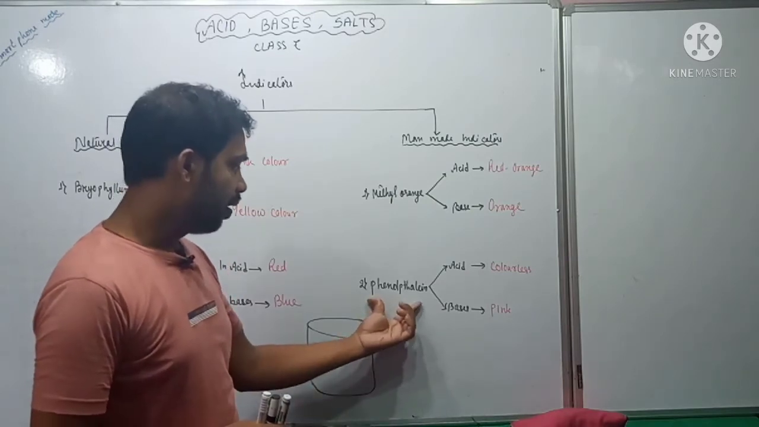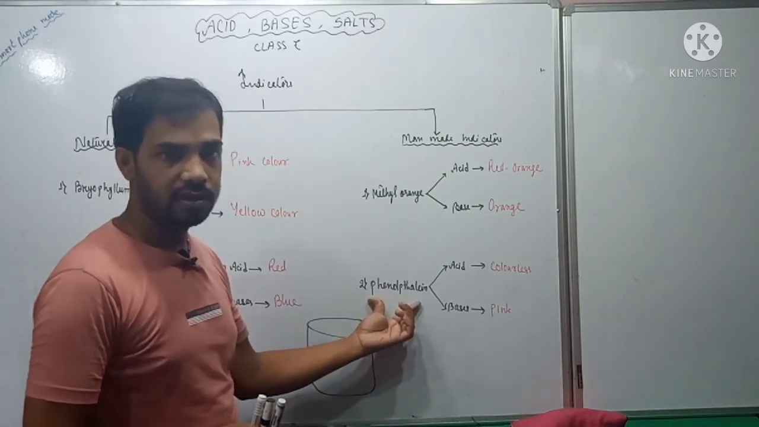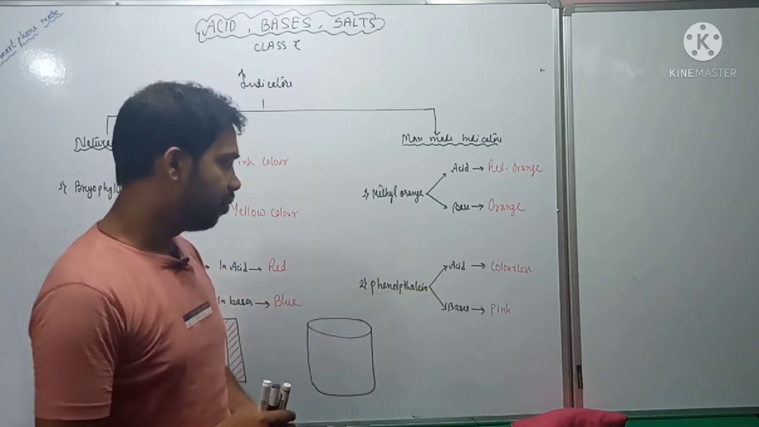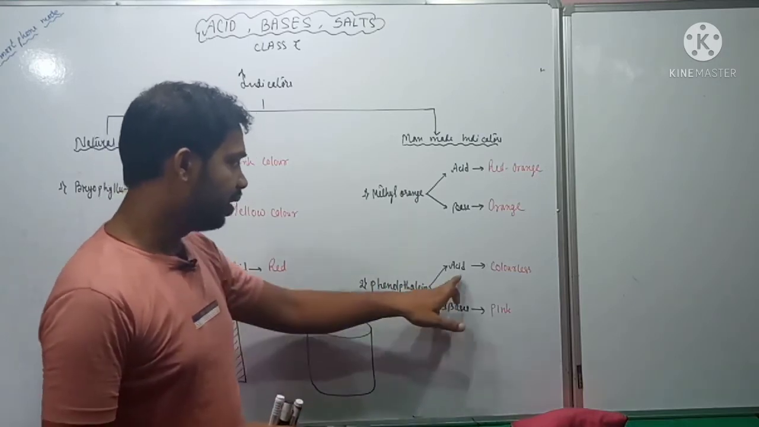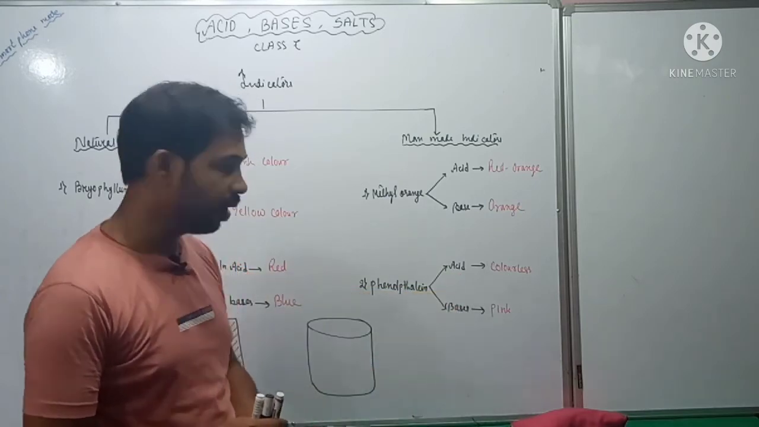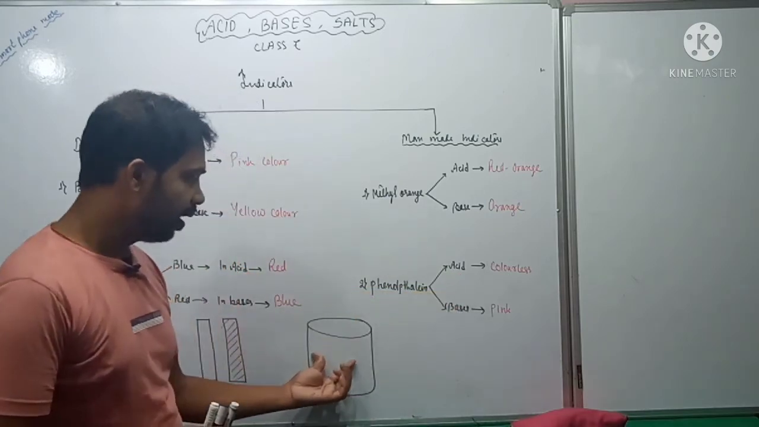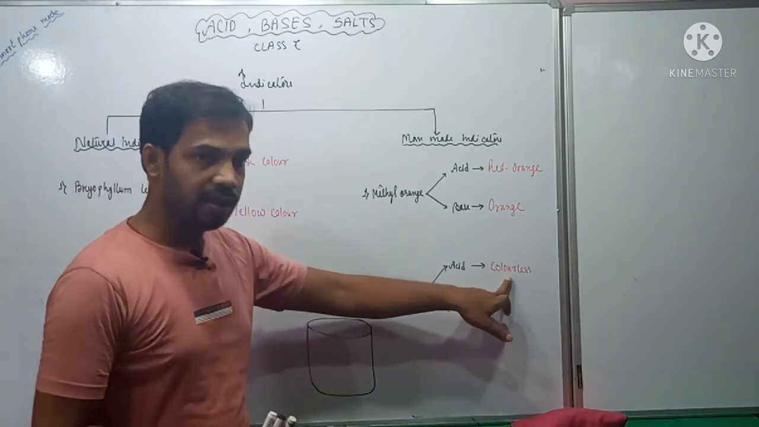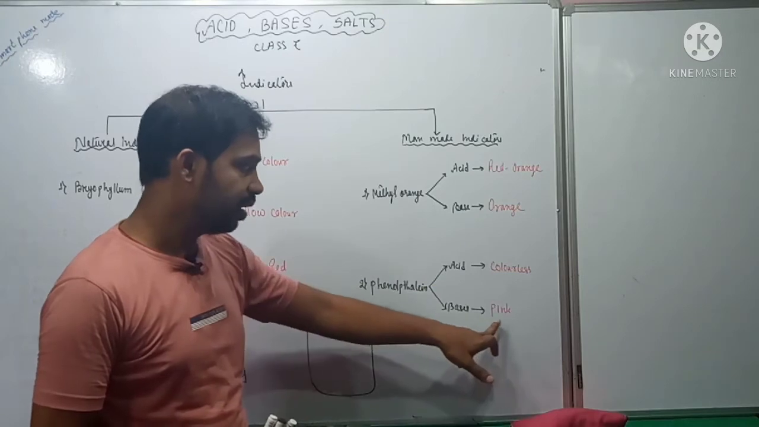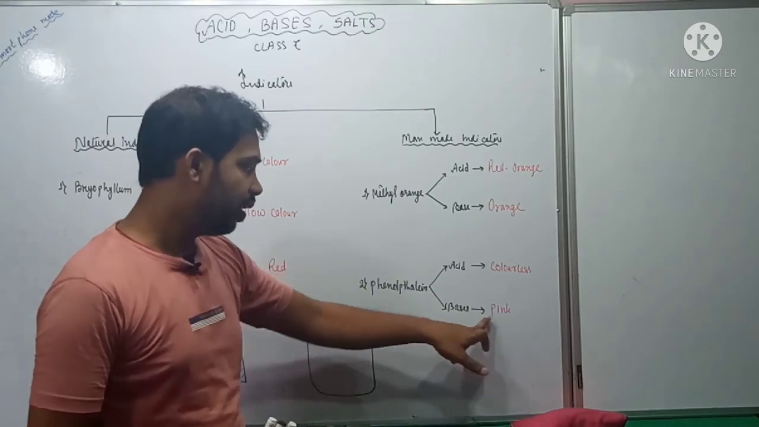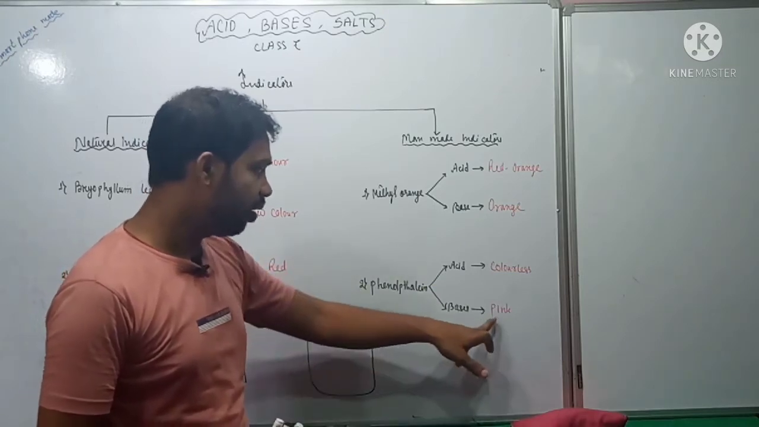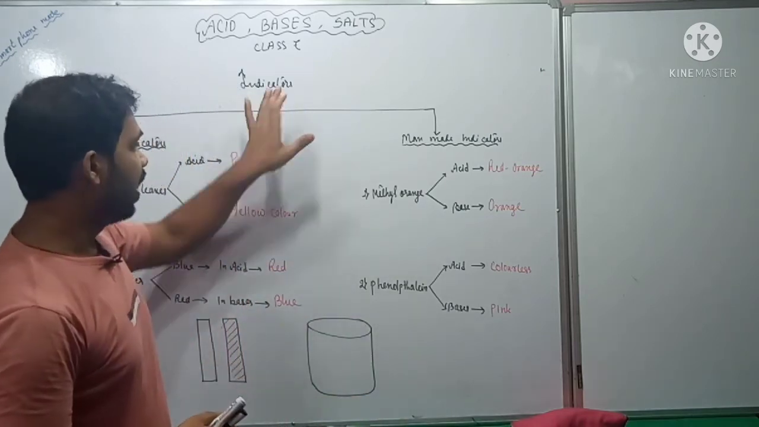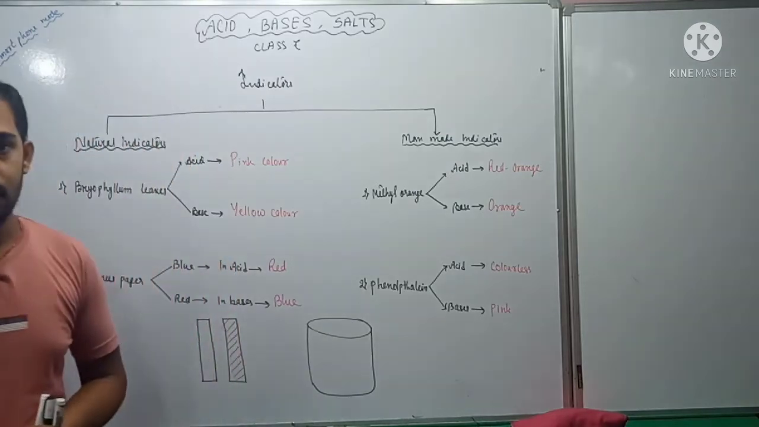Next is phenolphthalein. This solution is also used to find out whether the solution is acid or base. Now when you pour phenolphthalein in a solution, in acid it remains colorless, and in base it turns pink. So in this way we find out whether the solution is acid or base. So we have seen how indicators help us find out whether it is an acid or a base.